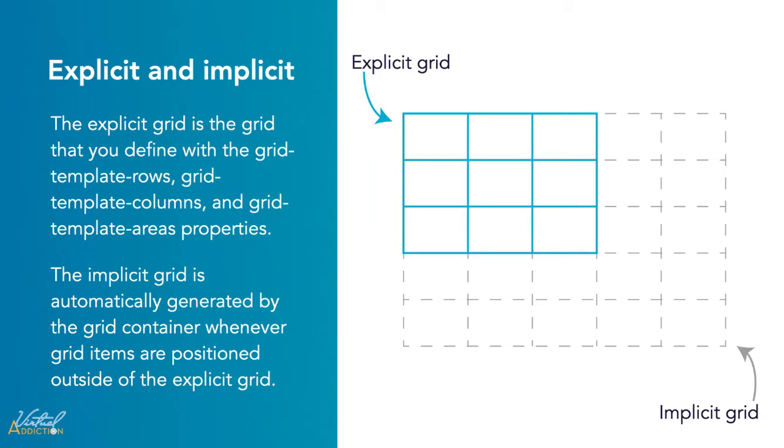The implicit grid is automatically generated by the grid container whenever grid items are positioned outside of the explicit grid. The grid container generates implicit grid tracks by adding implicit grid lines to the grid. These lines, together with the explicit grid, form the implicit grid. Let's take a look at what this all means.